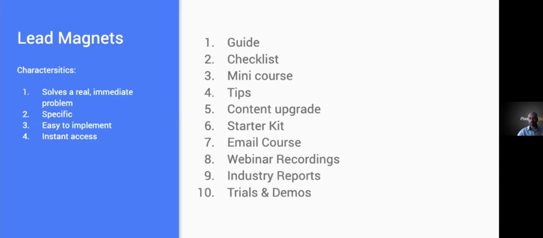Guides. So creating long form content and bunching them up together and creating a guide is a great way to attract audience.